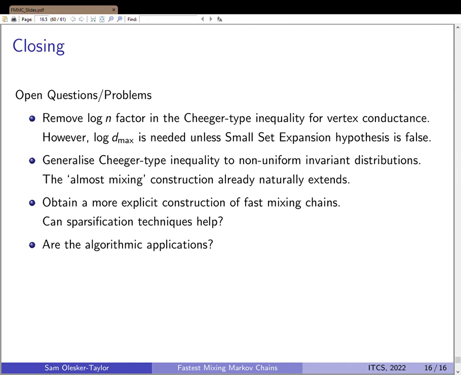And lastly, are there any algorithmic applications? All the previous work on fast mixing Markov chains had been to do with lower bounds, or it had either been characterizing the problem as convex and stuff like this, or proving lower bounds, because the dual result normally proves lower bounds. So ours are the first sort of non-trivial results on upper bounds. And could there be some algorithmic application, or even some more abstract application, where you say that there does exist some fast mixing Markov chain? So if anyone has some of these, please do contact us and let us know. We'd love to hear about it.